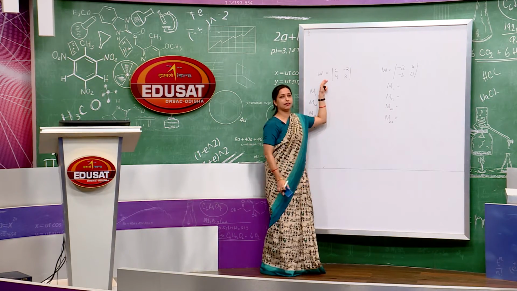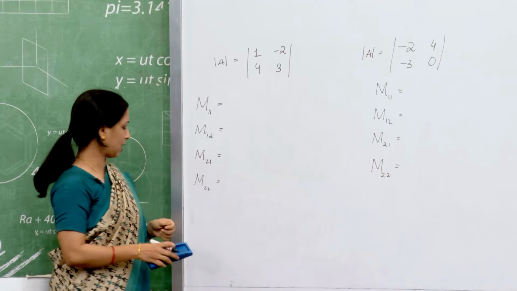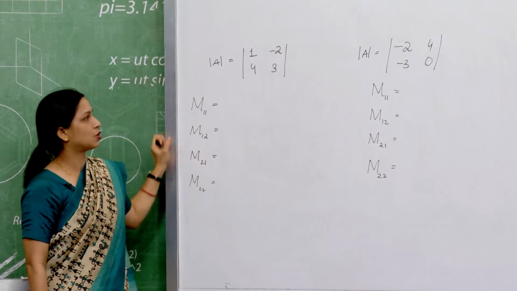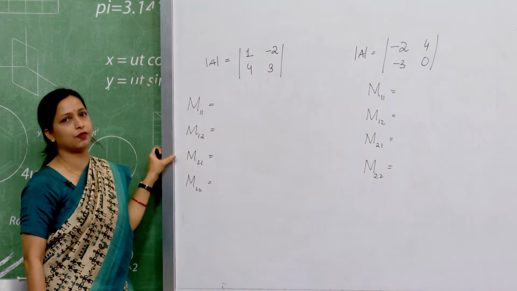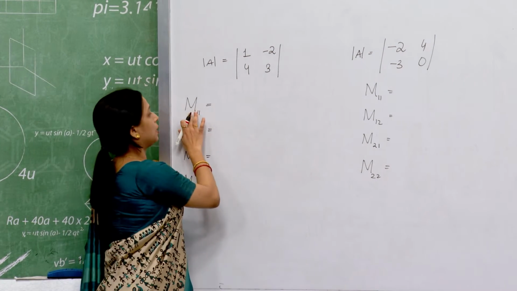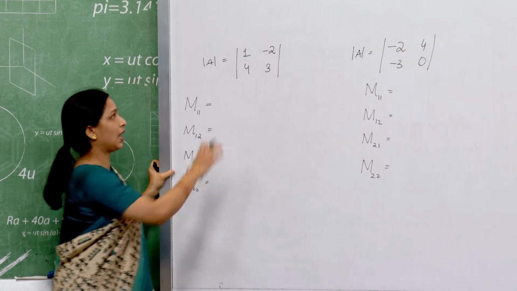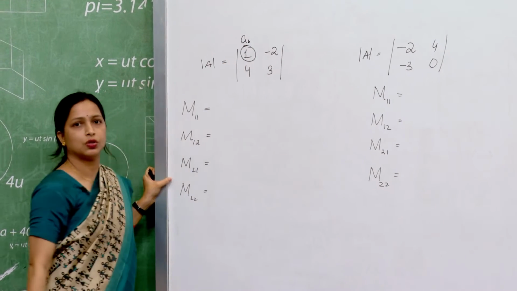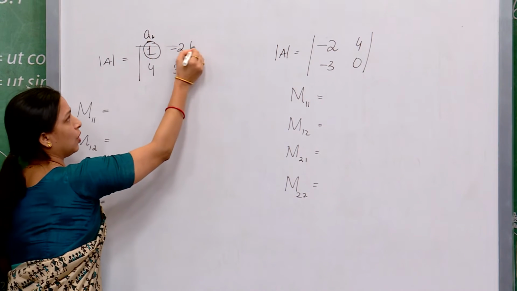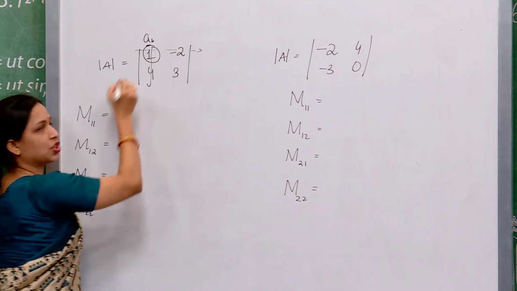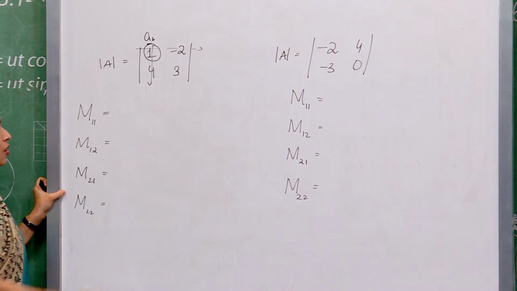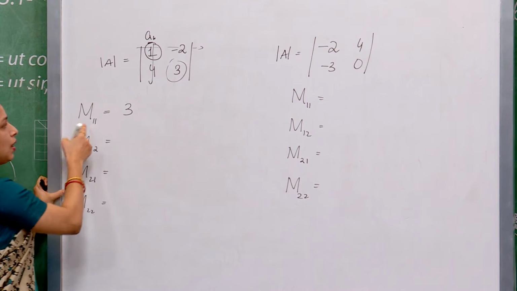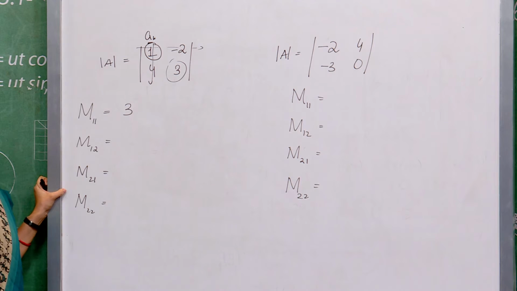Now, for example, if I take this order 2 determinant and I have to find out the minors of this determinant, there are 4 elements, so there have to be 4 minors, right. Now, the minor of A 1 1, here this is A 1 1. So, what do I do? I delete the row and the column in which the element exists. So, what is the resultant? That is the minor. So, M 1 1 is 3, right.